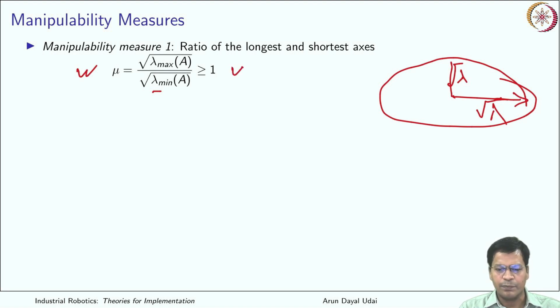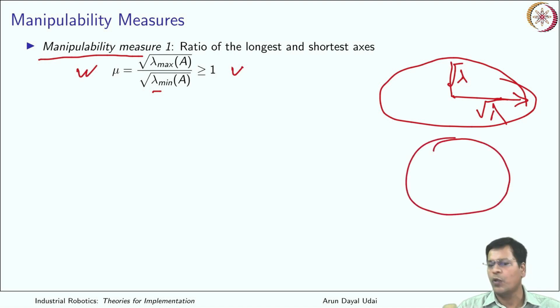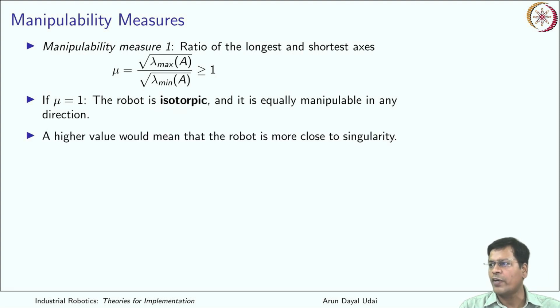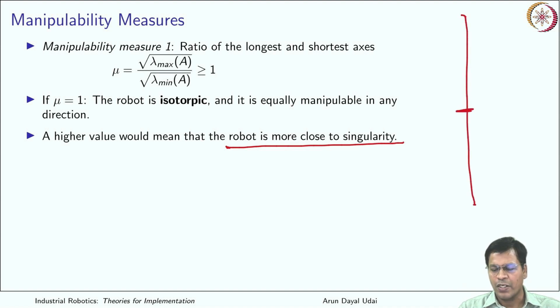If it is greater than 1, that is what is the manipulability measure. Normally it is greater than 1. If it is equal to 1, that means it is equally manipulable in both directions. So you can have various notions for various values of this. If mu is 1, it is known as isotropic and it is equally manipulable in all directions. A higher value would mean that the robot is closer to singularity. If the value is very high, lambda max is maximum and the other side is minimum, that means the robot is almost singular.